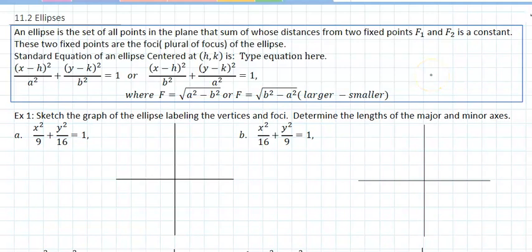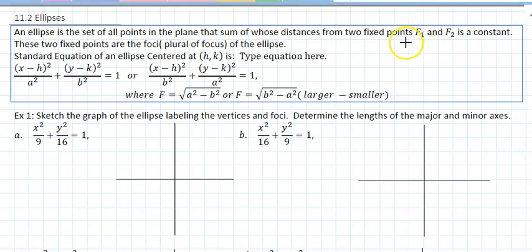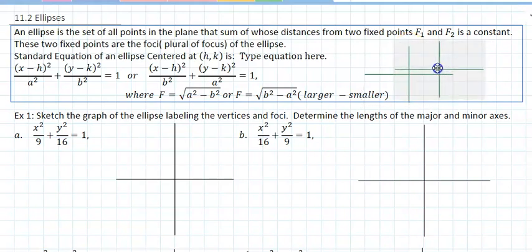11.2 talks about ellipses. So, definition of an ellipse, you could read that. I could draw you a quick diagram of an ellipse. It looks something like this, where the F1 and F2 they're referring to are right there. And if you connect those and stretch as far as you can and circulate, the ellipse will look something like this.